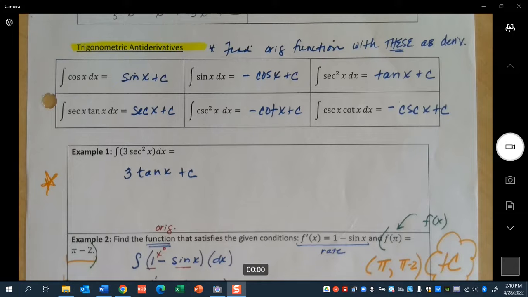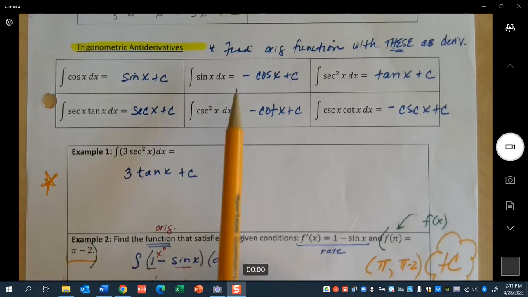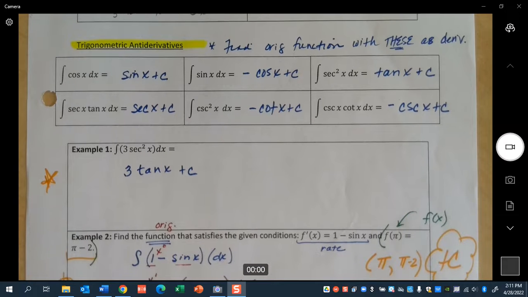So every single one of these, in fact when Ms. Holdaway and I filled out this chart, we went backwards. Oh, cosine is sine. Sine is the opposite of cosine. Secant squared, tangent. Secant tangent, secant. That's the poster we used when filling this out. So the only thing you need to think about is what do I need to manipulate to get things back to what I recognize? Because these are the ones you know how to do. And we put that together.